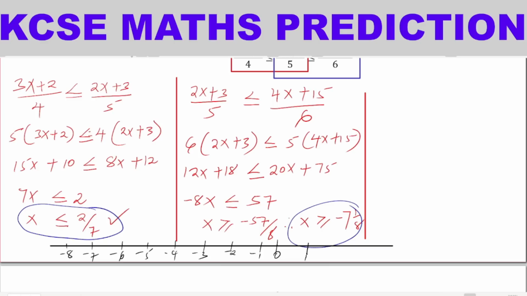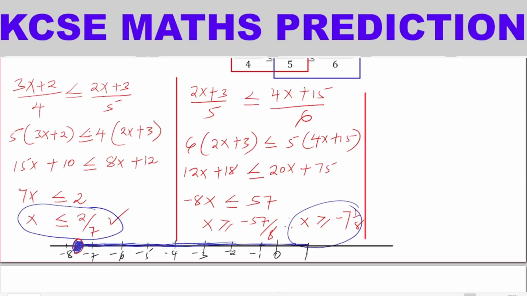Negative 7 and 1 over 8 will fall somewhere here. So it will be here. So this is negative 7. And because it is greater than or equal to, you're going to have that one shaded, and then we shade everything that is to the right, all these values are to the right, satisfying that, like that.